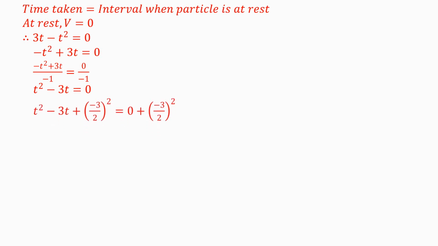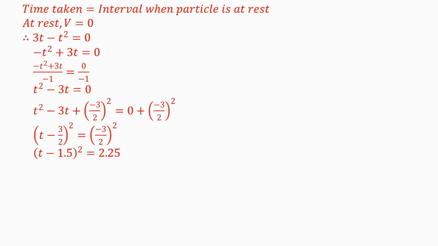So we shall have t squared minus 3t plus (-3/2) squared is equal to 0 plus (-3/2) squared. Whatever term you introduce on the left hand side of the equation, you have to introduce on the right hand side to maintain a balance. Then this becomes (t minus 3/2) squared is equal to (-3/2) squared, which can be simplified to (t minus 1.5) squared is equal to 2.25.